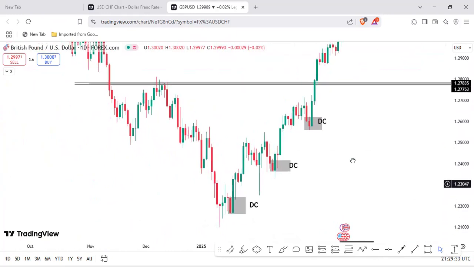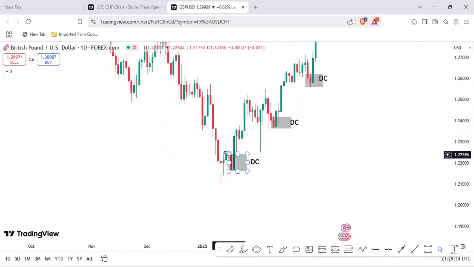Look at this bearish candle here. The moment this bearish candle closed, I bought it. This is a bearish candle. You have to box it from the open of the candle to the close, with the wick. You have to box it.